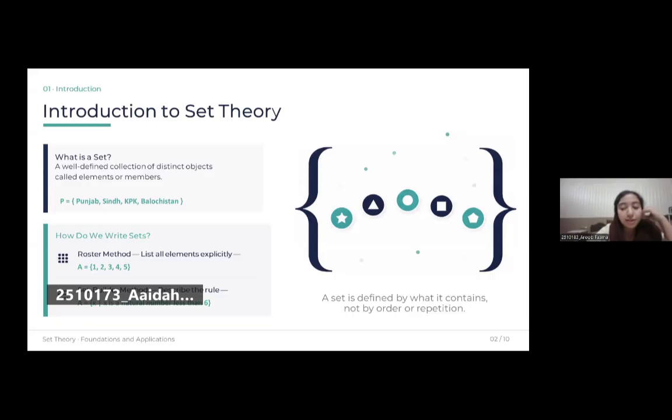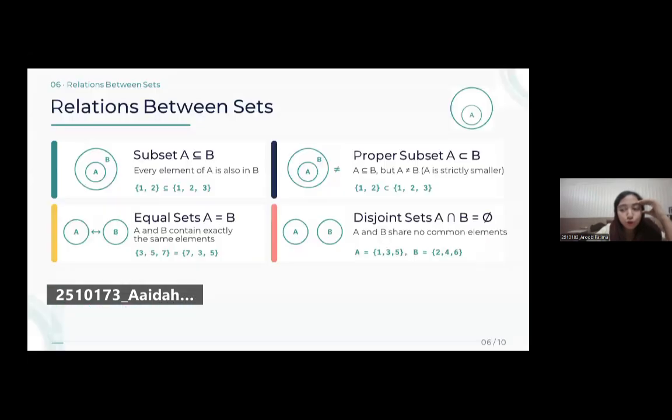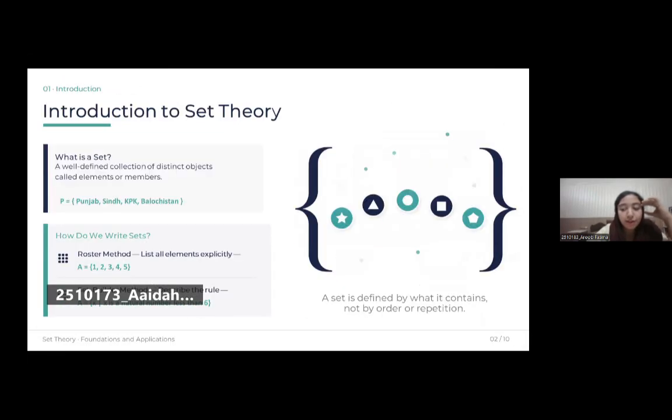In real life, sets are used everywhere. Universities can create sets of students, hospitals can create sets of patients. And so, to conclude, a set is a well-defined collection of objects, and we can represent sets using the roster method and the set builder method. These basic ideas help us understand all the other concepts of set theory.